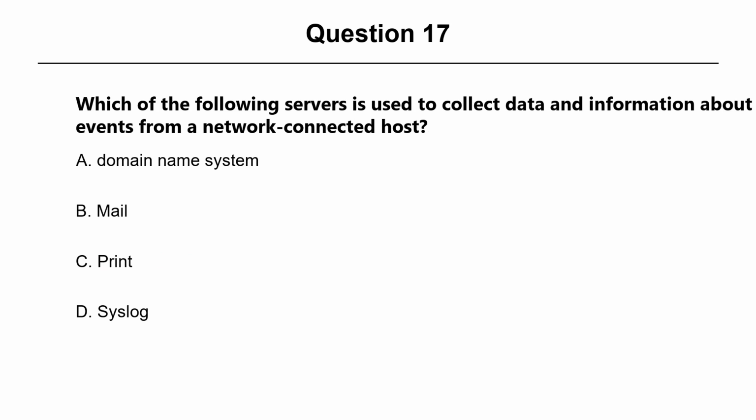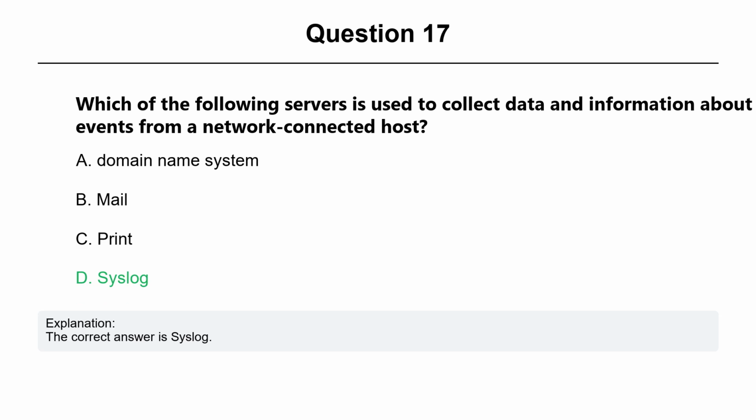Question 17. Which of the following servers is used to collect data and information about events from a network-connected host? Option A. Domain name system. Option B. Mail. Option C. Print. Option D. Syslog. The correct answer is option D. Syslog.